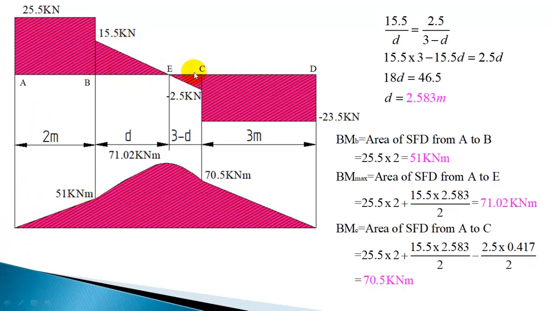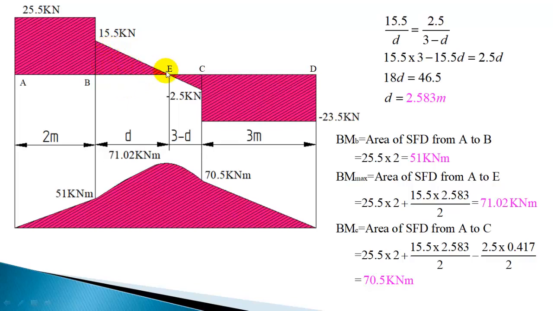Next, for section BC, the bending moment variation is going to be parabolic since the shear force is varying linearly. So you can find out the bending moment at E also, because at E we are expecting a peak for the bending moment curve. To calculate the bending moment at E, you calculate the area from the left end up to that point. So you have a rectangle and a triangle. The rectangle area we already calculated as 51 kilonewton meter, or 25.5 into 2. That plus this triangle area you should add.